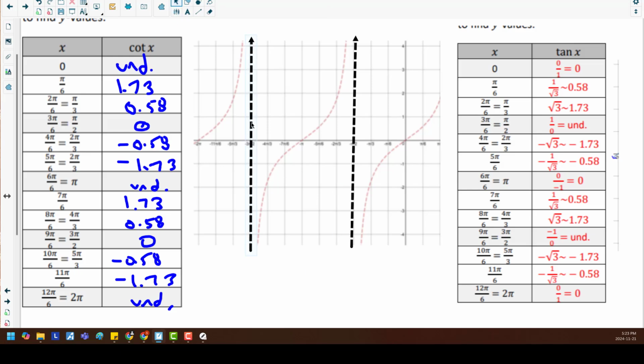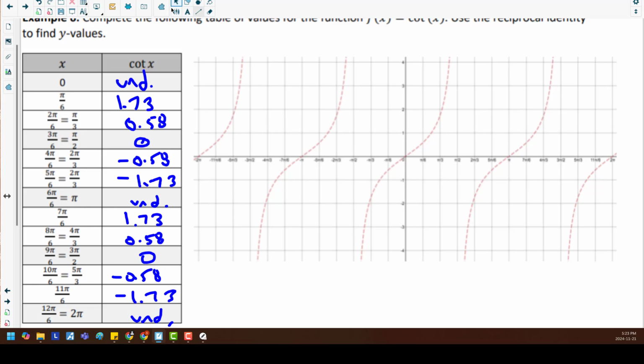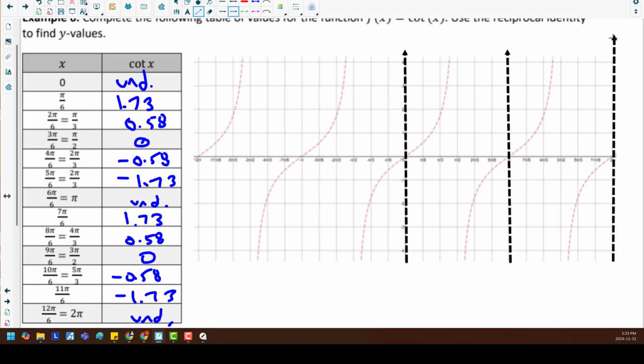I'm going to erase these, and I'm going to make new asymptotes at these values. So at 0, there's going to be an asymptote whenever tan is 0. It helps that they already graphed our tangent function, because whenever tan is 0, you will have an asymptote for cotangent. Okay, this is cotangent.